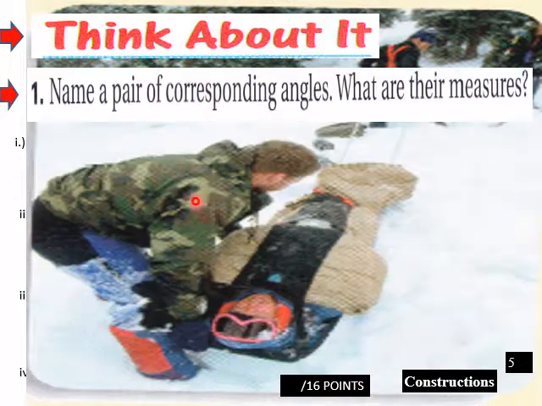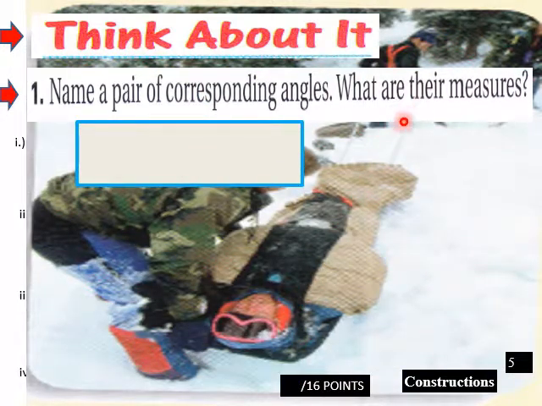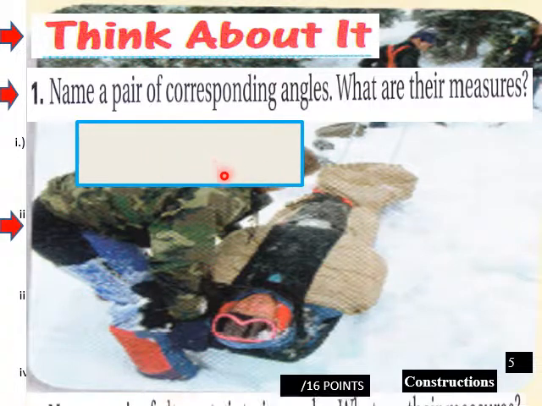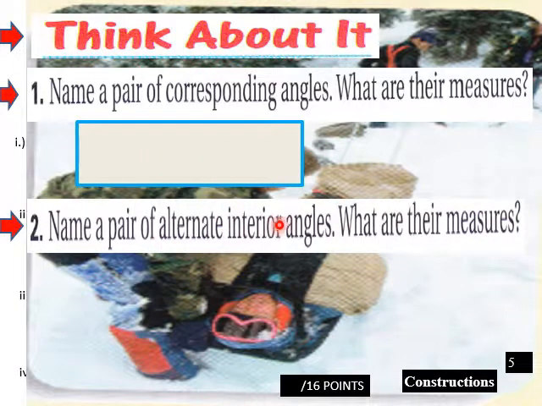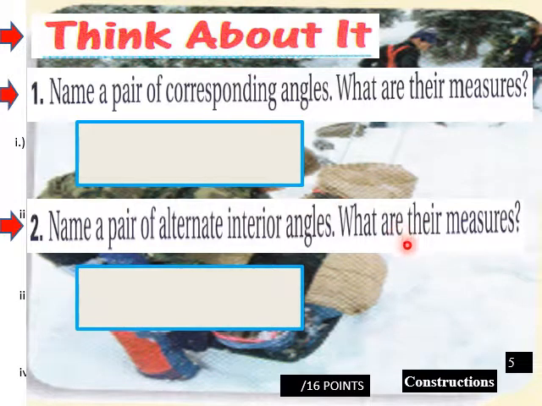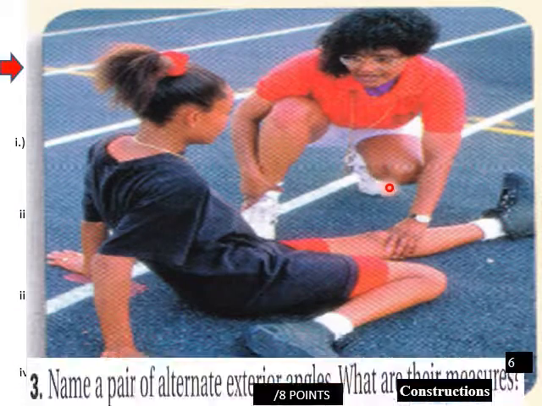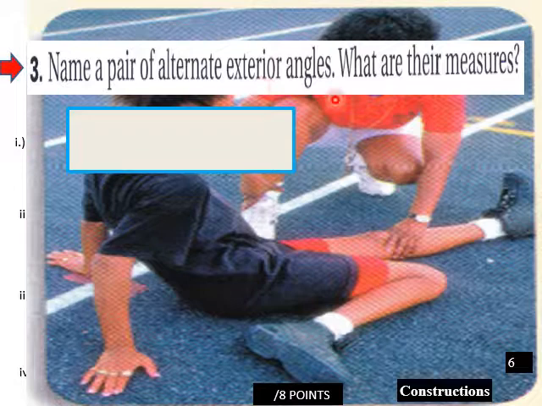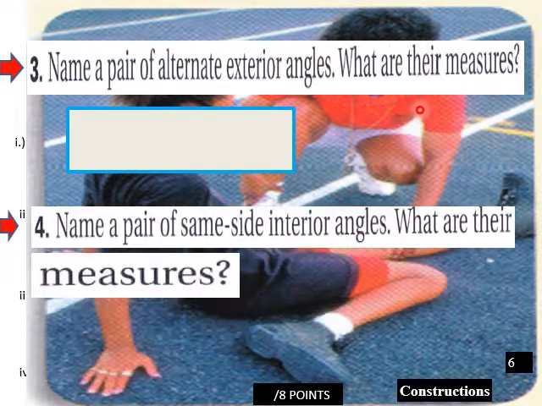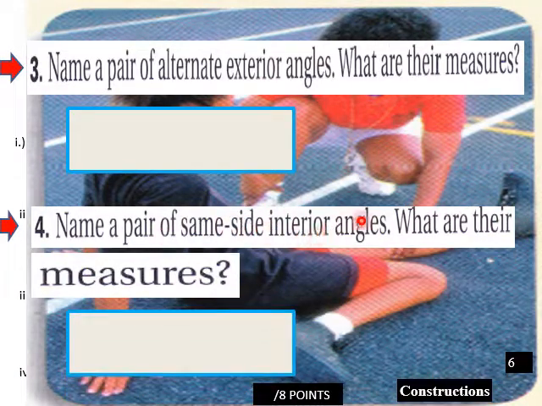Think about it section. Name a pair of corresponding angles. What are their measures? So put that in that box. Name a pair of alternate interior angles. What are their measures? Remember what alternate interiors are, as well as corresponding angles. You should know that. Name a pair of alternate exterior angles. What are their measures? Name a pair of same side interior angles. What are their measures? So record that in these text boxes here on your construction sheet.